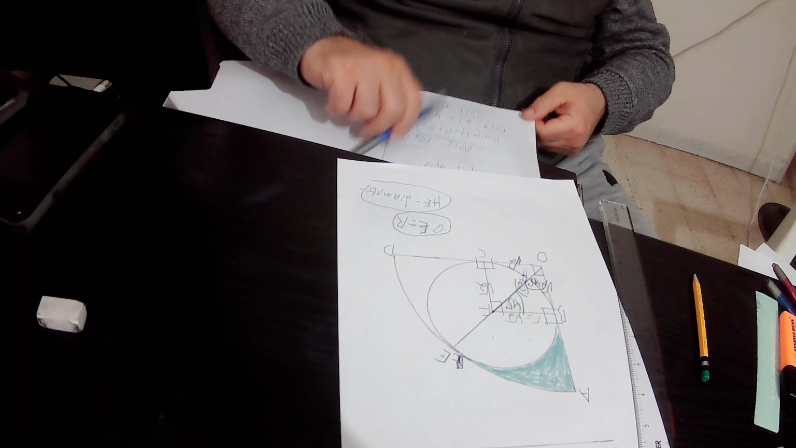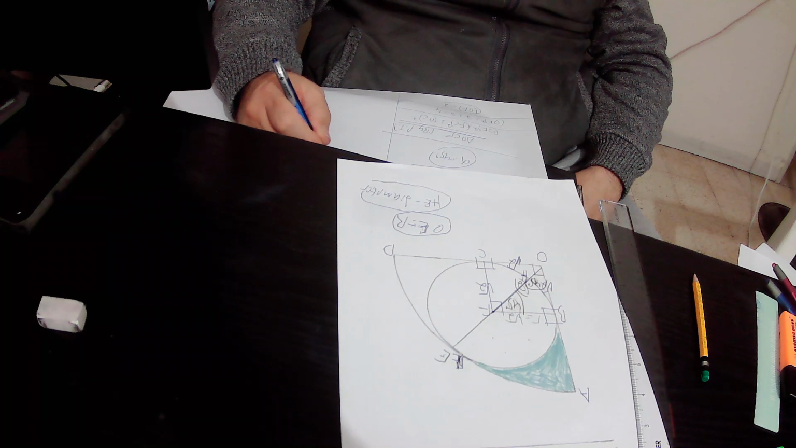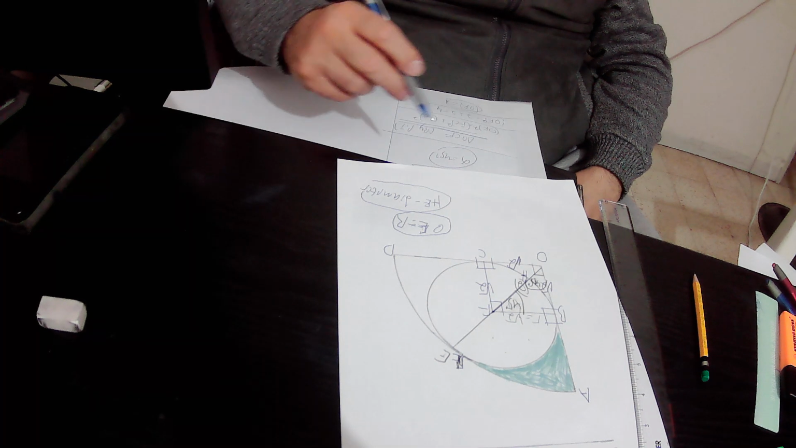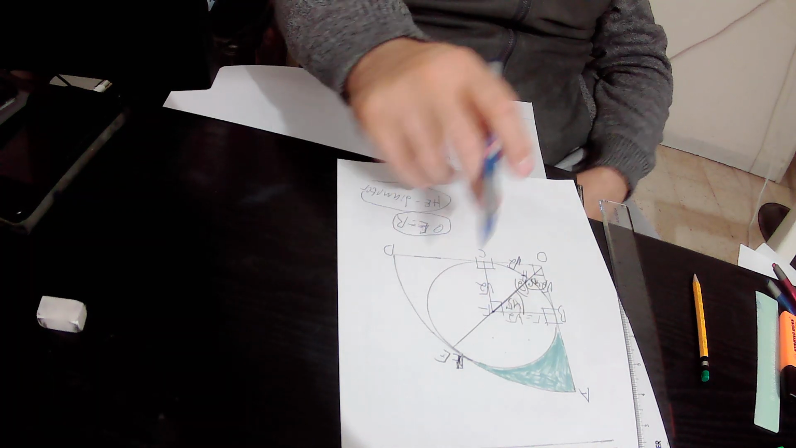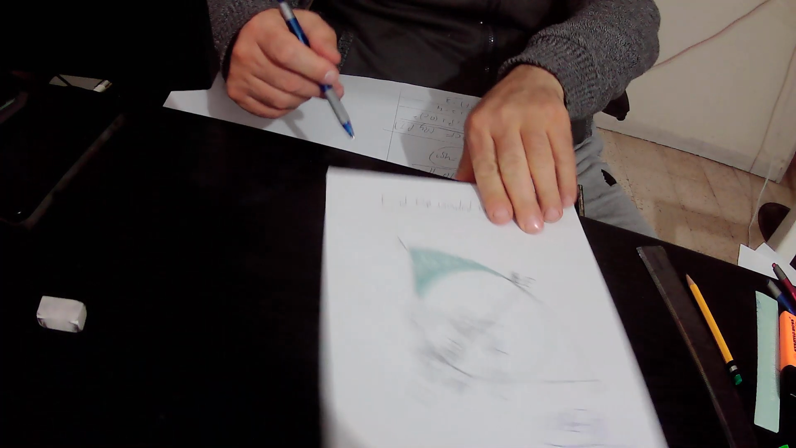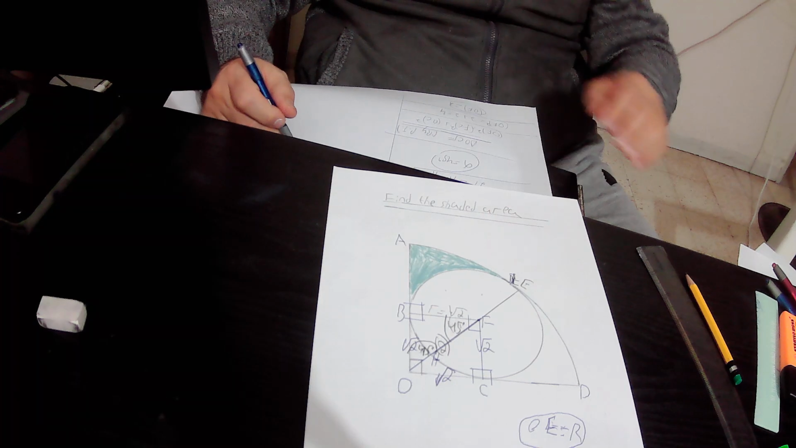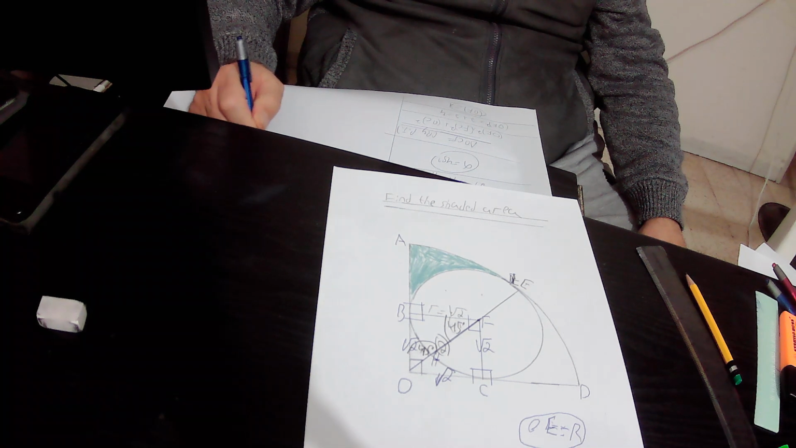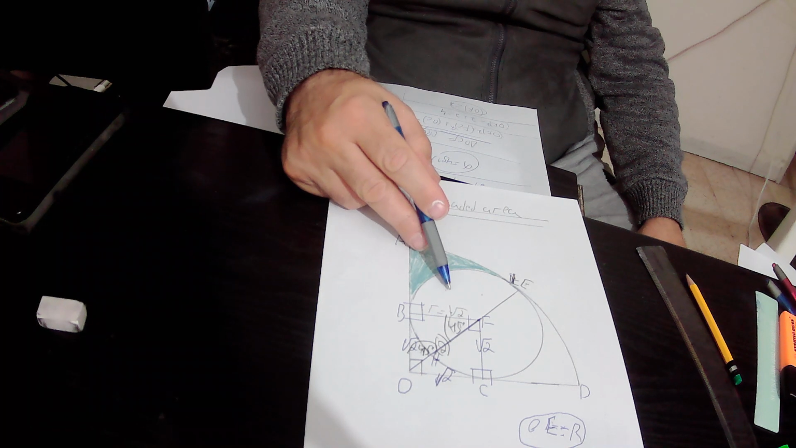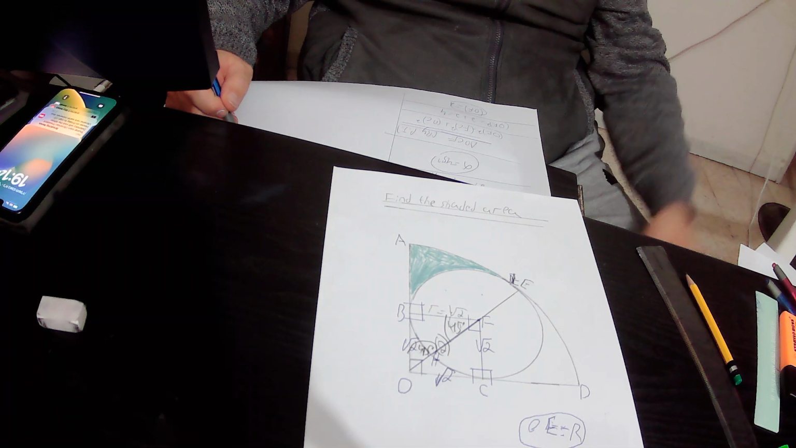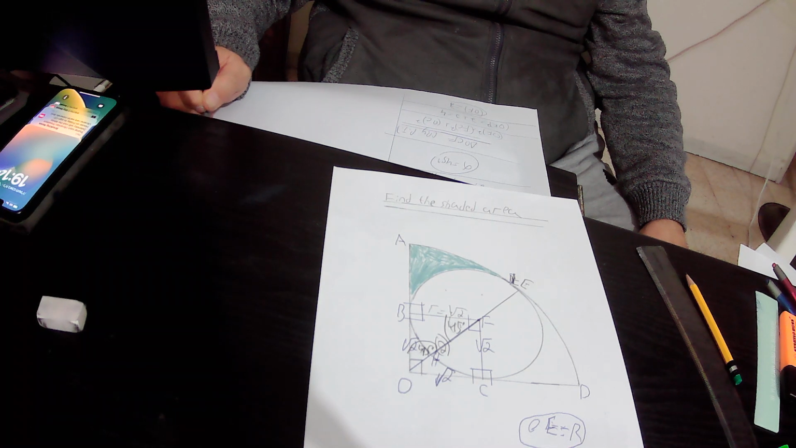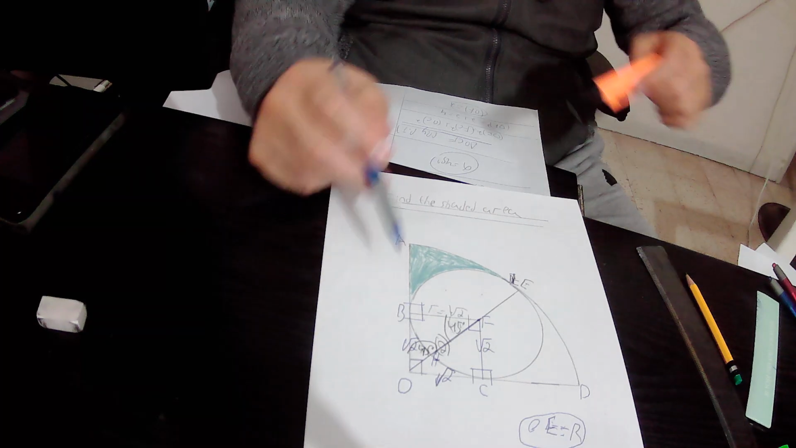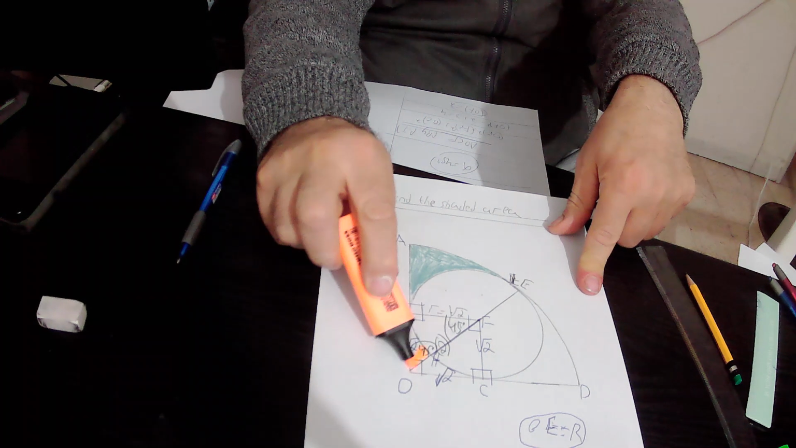What is actually the value of the shaded area? The value of the shaded area in total will be equal to the area of sector AOE of the quarter circle, or the big circle, minus the area of this small semicircle, minus the area of this small shape that is actually shape HBO, the orange shape HBO.